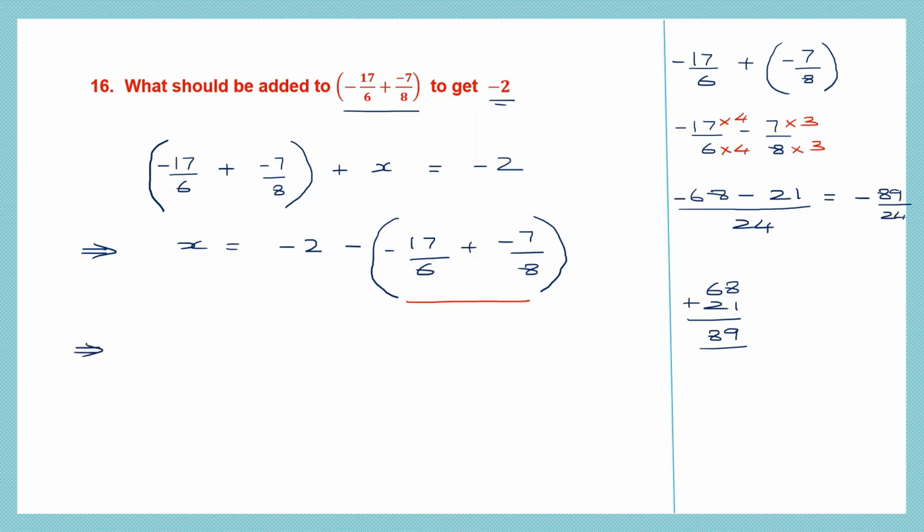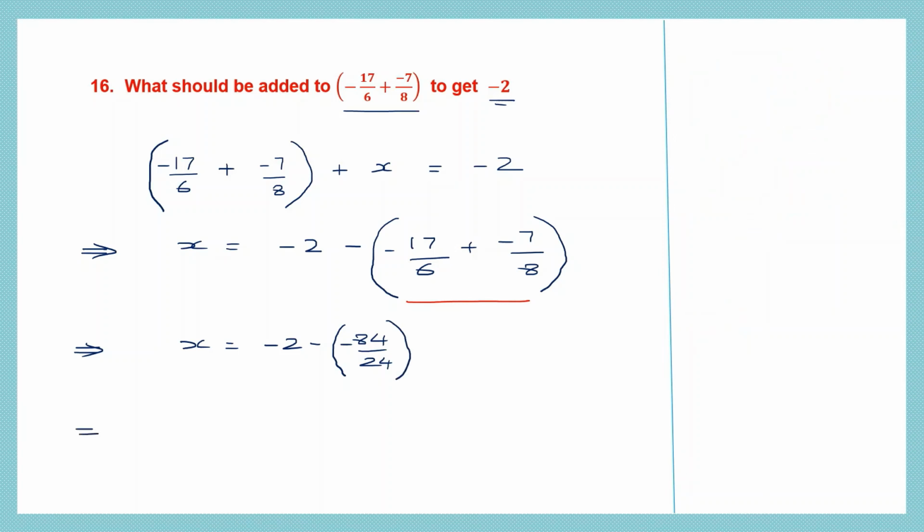So let's write that here. So the value of x will be minus 2. Now here again it is minus, and in brackets we have minus 89 by 24. So close those brackets. So now let's remove the brackets. So x is equal to minus 2. Now when you remove brackets, you need to see the sign before the brackets. It's minus, so this sign will change to plus. So that will become plus 89 by 24. Now this minus 2 will get the denominator 1.